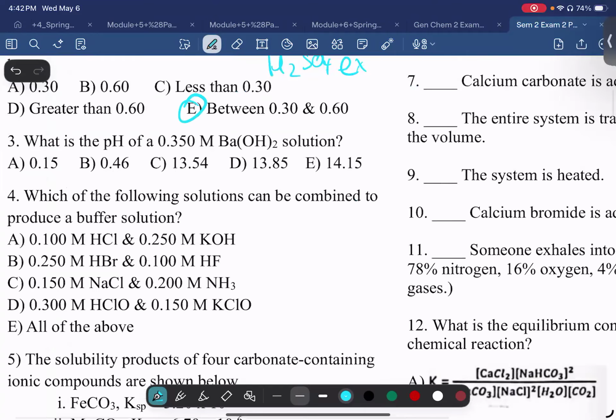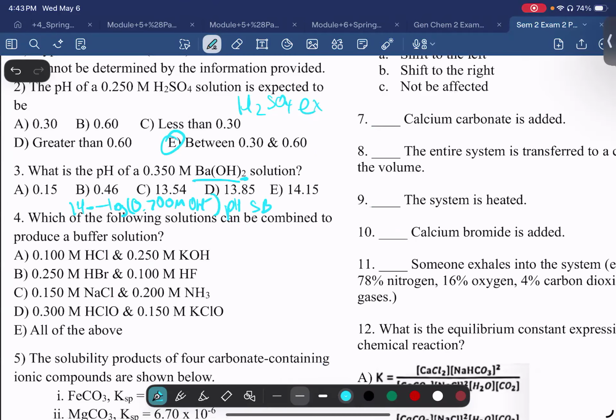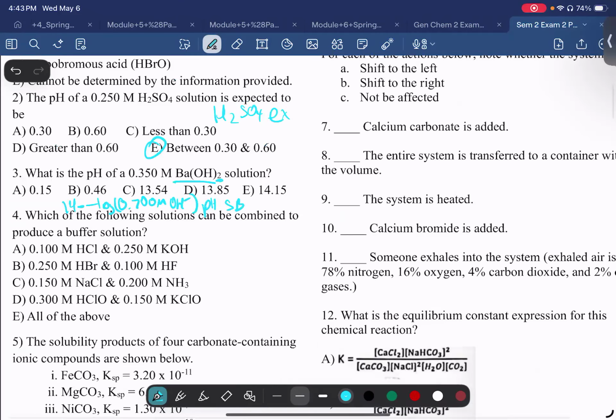All right, three, strong base, finding the pH of a strong base, right? This is an ionic compound, so the only thing here is that there's two hydroxides, so you have to do 0.7 molar, which is equal to the hydroxide concentration. So the negative log of this times 14, or 14 minus the negative log of this, and that'll give you the pH there. I believe the answer choice would be C or D. I don't really remember. Let me calculate that quickly.